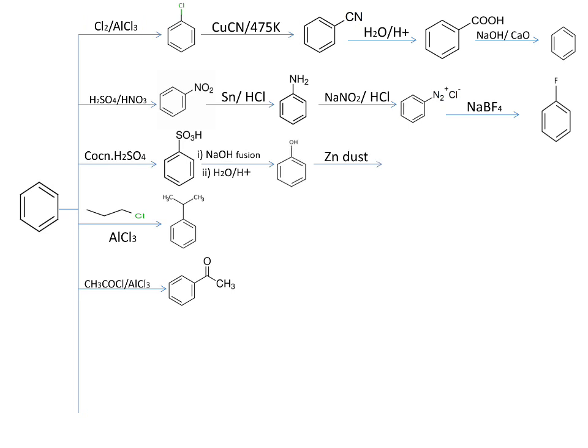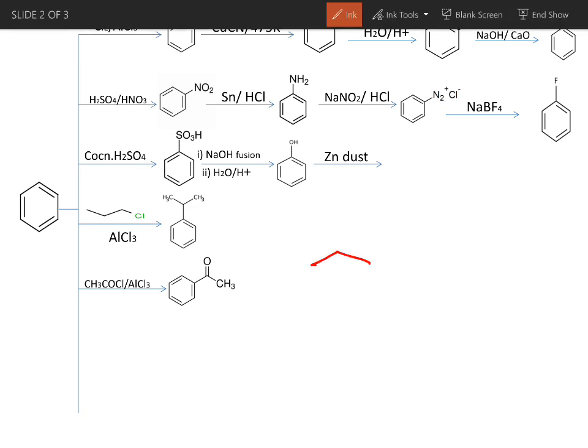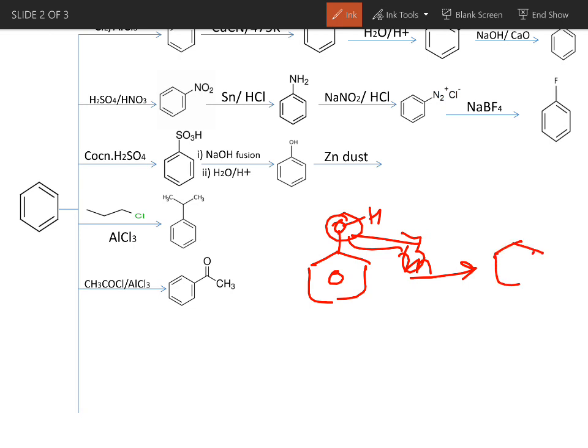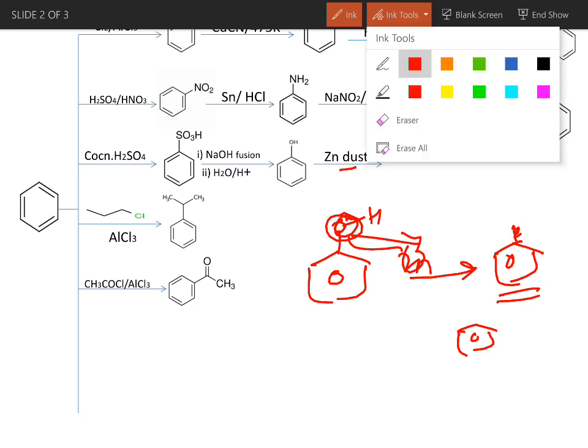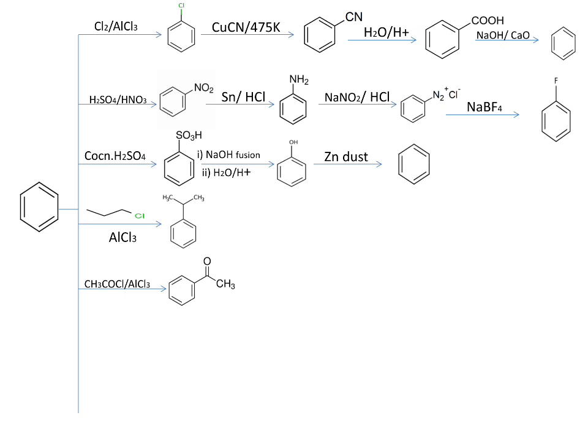This phenol is further reacted with zinc dust. Now when phenol is treated with zinc dust, zinc dust will abstract this oxygen and reduces phenol into benzene. We'll have only the benzene ring. So the work of zinc dust is it abstracts the oxygen of phenol and gives pure benzene.